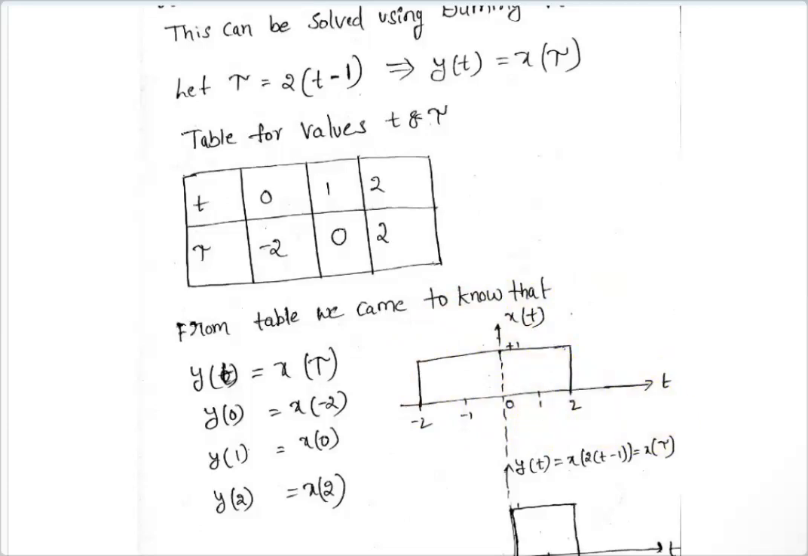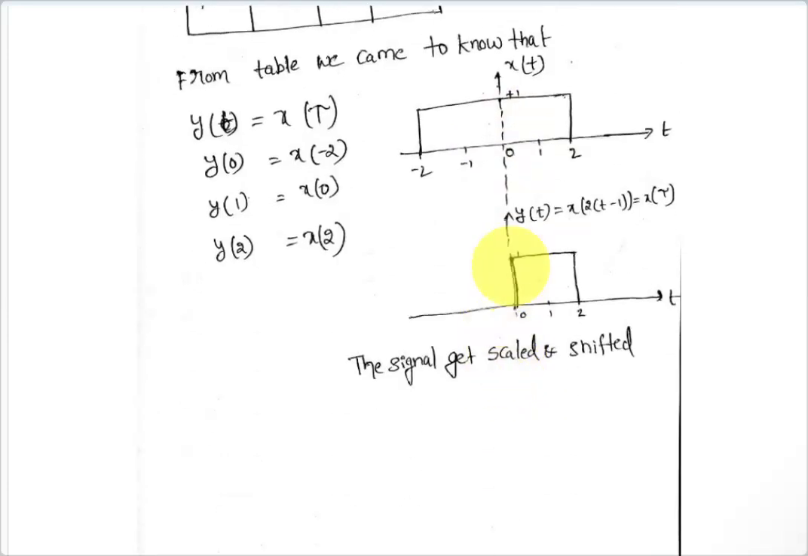Similarly, consider this signal y of t equal to x of 2t minus 1. This overall signal is y of t, the output signal. If x of t is the input signal, we can call y of t the output signal. X-axis is the time axis as well, y-axis is amplitude. Here we have to find the y of 0 value. y of 0 means x of minus 2.